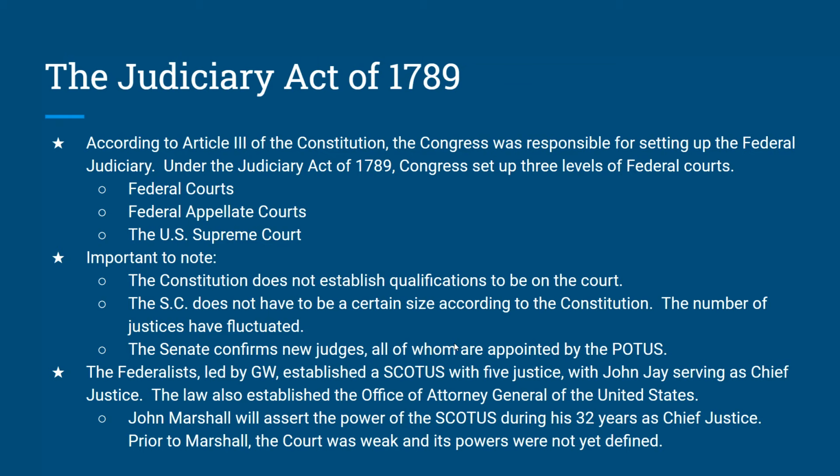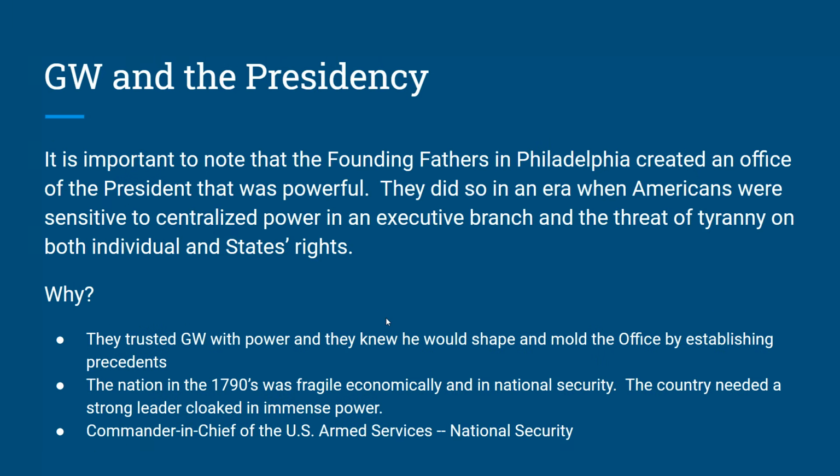The Federalists, led by George Washington, established a Supreme Court with 5 justices, with John Jay serving as the very first Chief Justice. And the Chief Justice pretty much runs the docket. They help decide which cases will be heard, what will be the order of business for the court. The law also established the office of Attorney General of the United States, which of course will be part of the President's cabinet. So eventually it'll be Chief Justice John Marshall who will first assert the power of the Supreme Court to review federal laws.